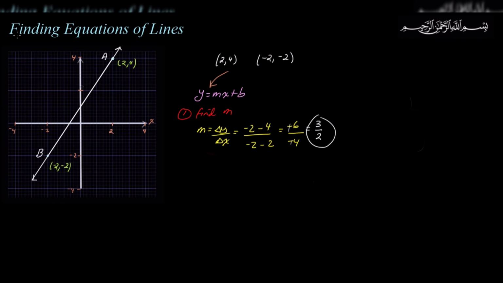So once I have found the slope, I can substitute this slope into the equation that I'm trying to get. So now I can say, well, at least I know the slope. So the equation now is going to be y equals the slope, which is 3/2, 3/2 x plus b. Once I find the slope, I can substitute it in place of the slope, can't I? Because I know now what that is. So now I know the slope.